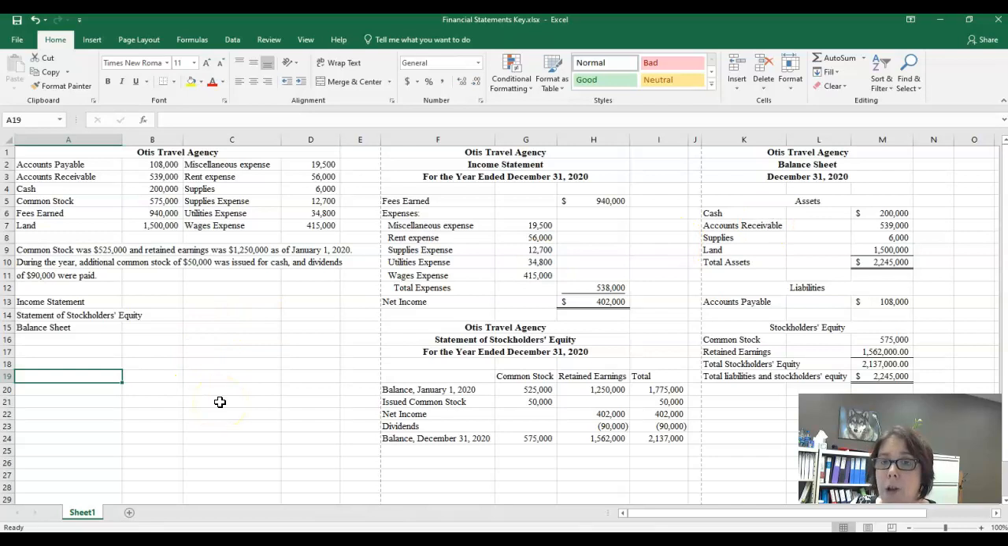But I hope this helps, just giving you a nice summarized format of the financial statements that go to the external parties, the banks, the shareholders, all those important people that want to know what's going on with the business. It will help them see that.